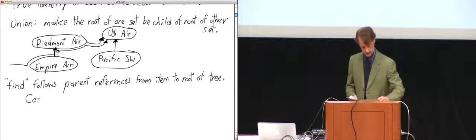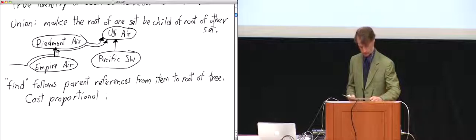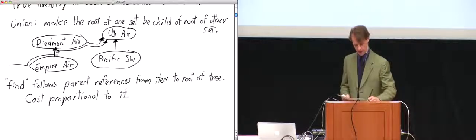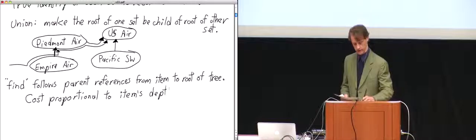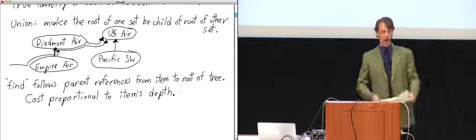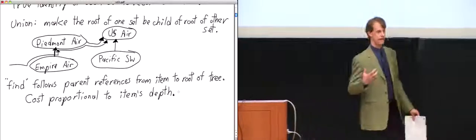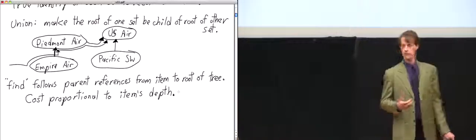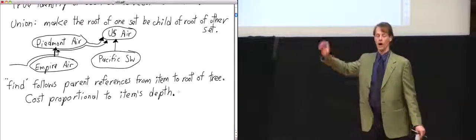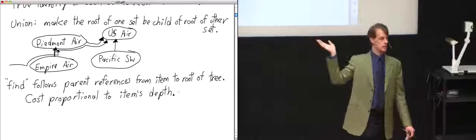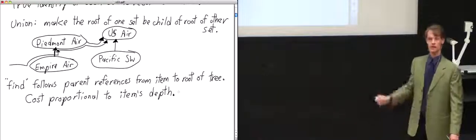So just to finish what I was saying about this, again, the cost of a find operation is proportional to the depth of the item that we call find on. And so we want to keep that depth as small as possible. Are there any other questions on the basic union and find operations?